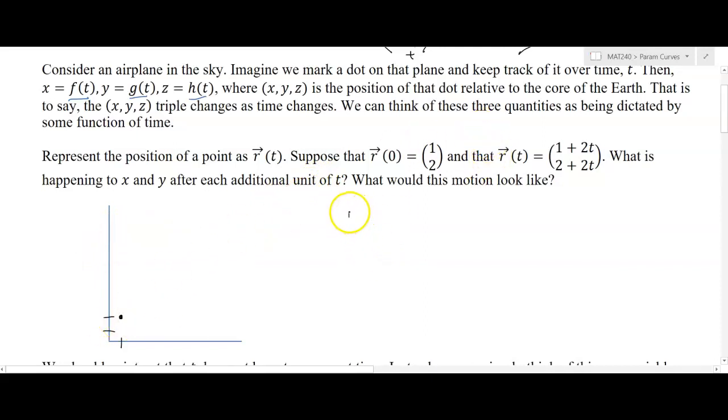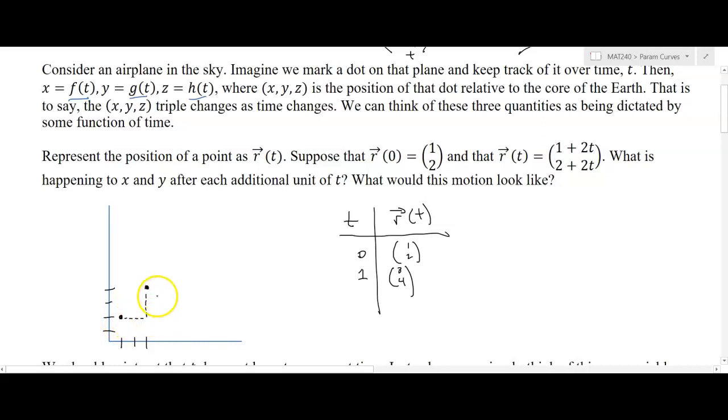Now, if I start to look at the value of t and the value of r of t, at time 0, we know that the position of the point is 1, 2. Now, 1 second later, 1 plus 2 times 1 is 3, and 2 plus 2 times 1 is 4. So that particle is no longer at 1, 2. It's now at the position 3, 4. So it has moved over here. Notice that its x component has changed by 2 units. Its y component has changed by 2 units, but of course it didn't take that path right there.